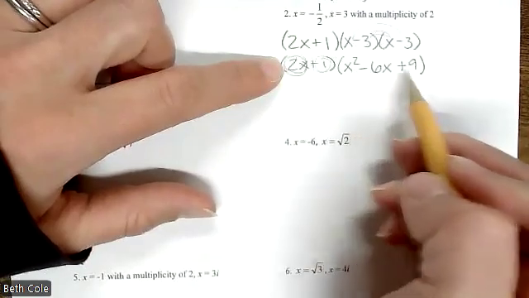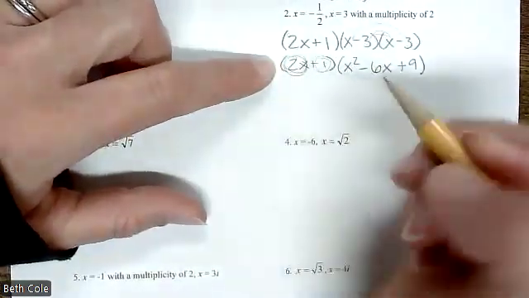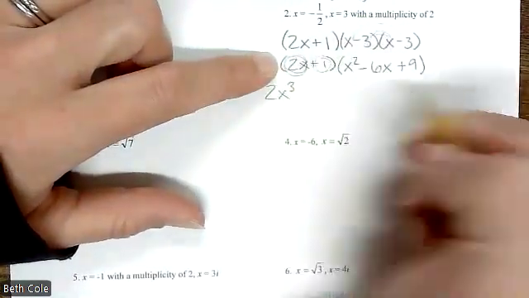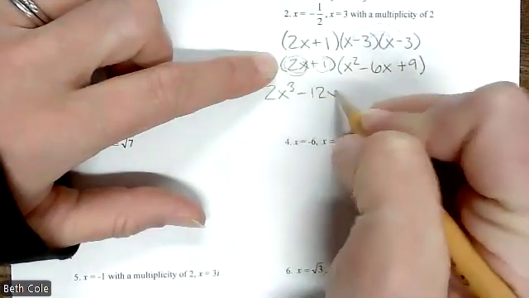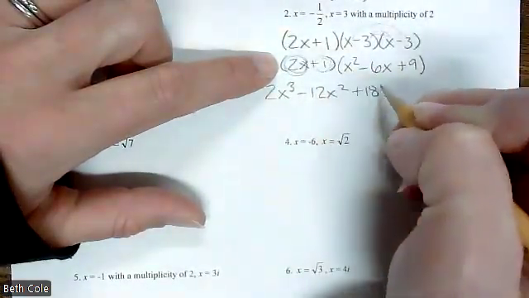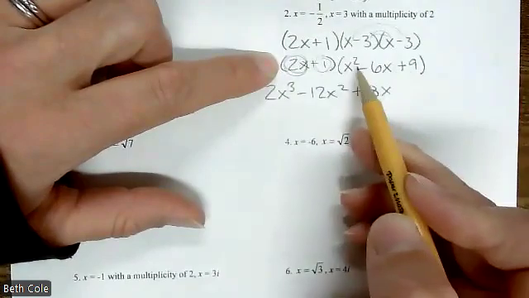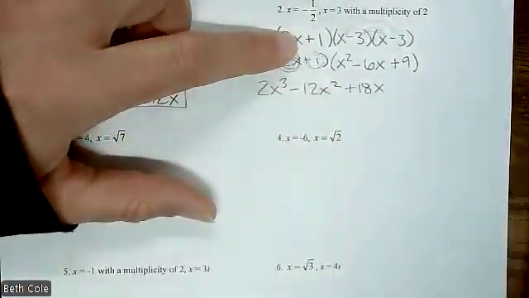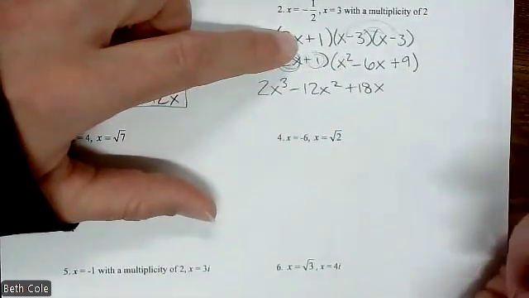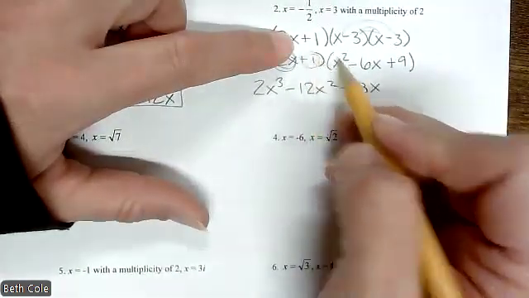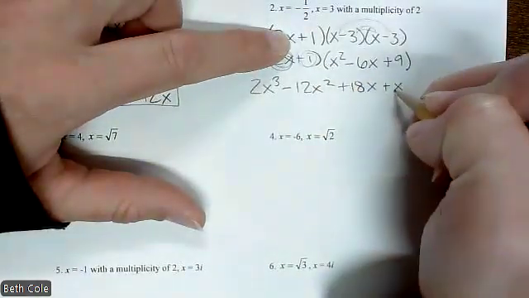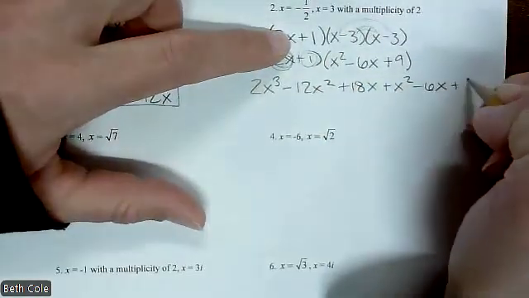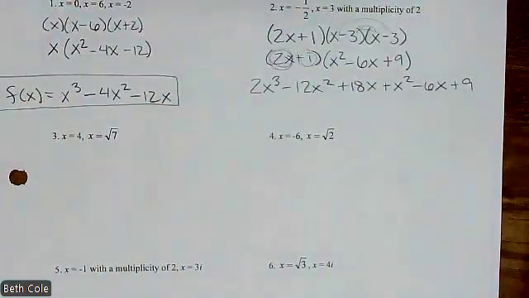So if you distribute 2x into this trinomial, that is going to give you 2x to the third minus 12x squared plus 18x. I just distributed a 2x into this trinomial. Now I'm going to distribute the 1, and as she just said, that's not going to change anything, but you still have to do it. If you distribute a 1, all that stuff is just going to stay the same.